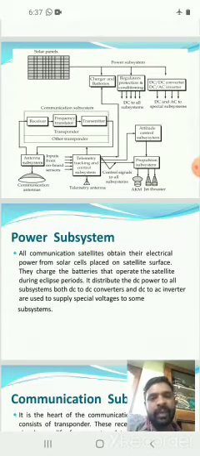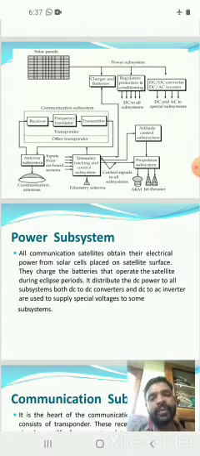Power supply mainly consists of solar panels, chargers and batteries, regulation, protection and conditioning, DC to DC converters, and DC to AC inverters. They regulate the voltage which each equipment needs. Some of the equipment uses DC power and some uses AC power, so for that purpose we use converters. In this way the power subsystem works.